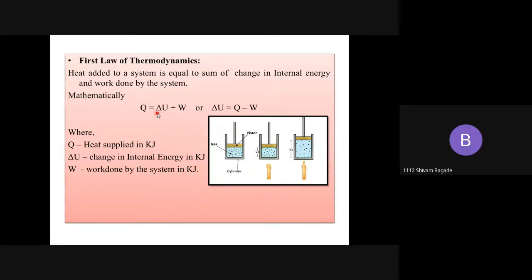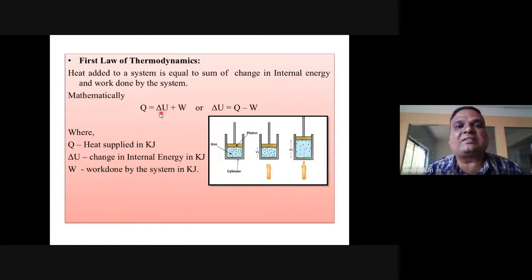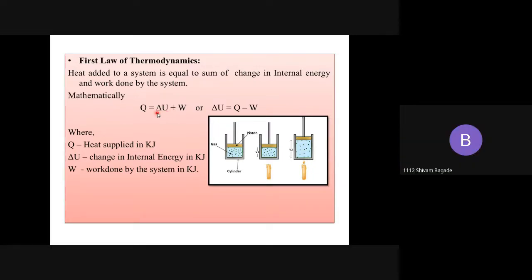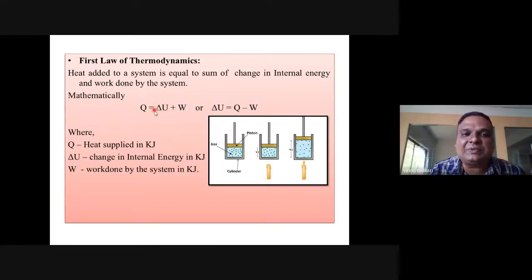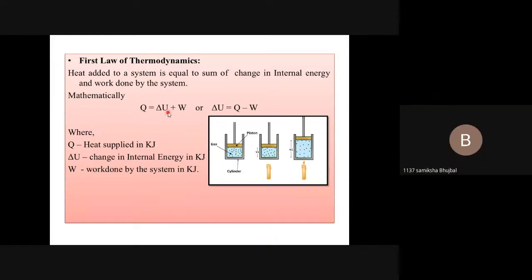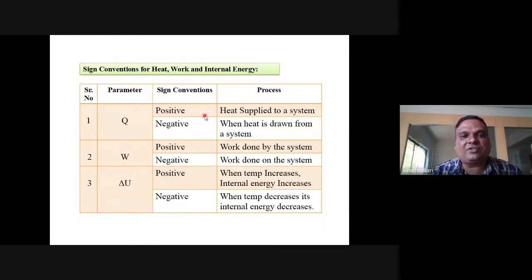So whenever there is increase in internal energy, it means that delta U is positive. And on the other side, when there is decrease in internal energy, delta U is negative. So tell me very honestly, any difficulty in the sign convention of Q, W, and delta U? No, sir.